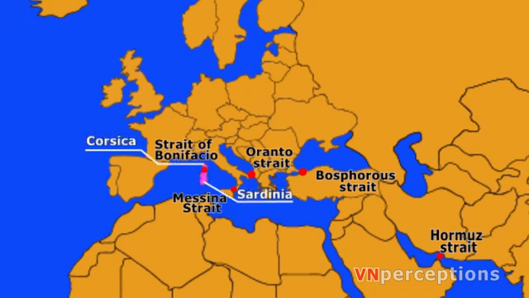It is named after the Corsican town Bonifacio. It divides the Tyrrhenian Sea from the western Mediterranean Sea.